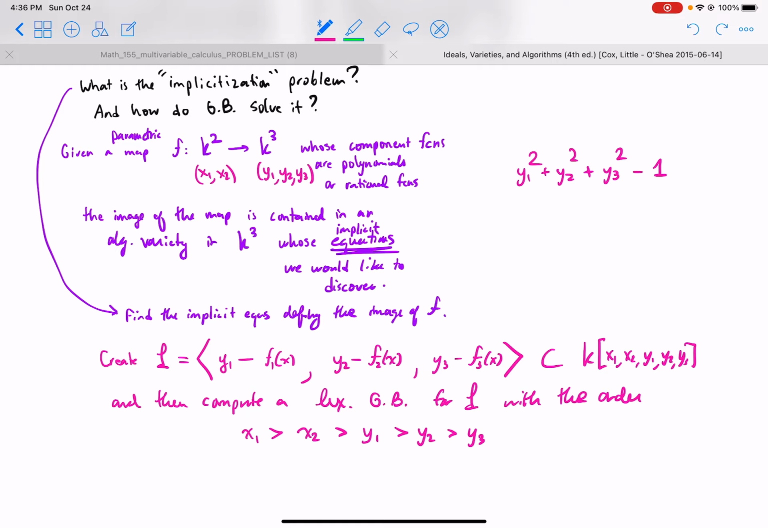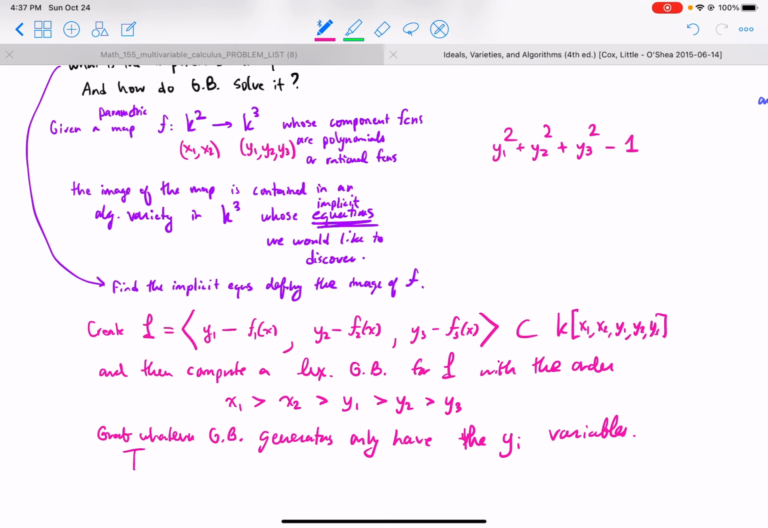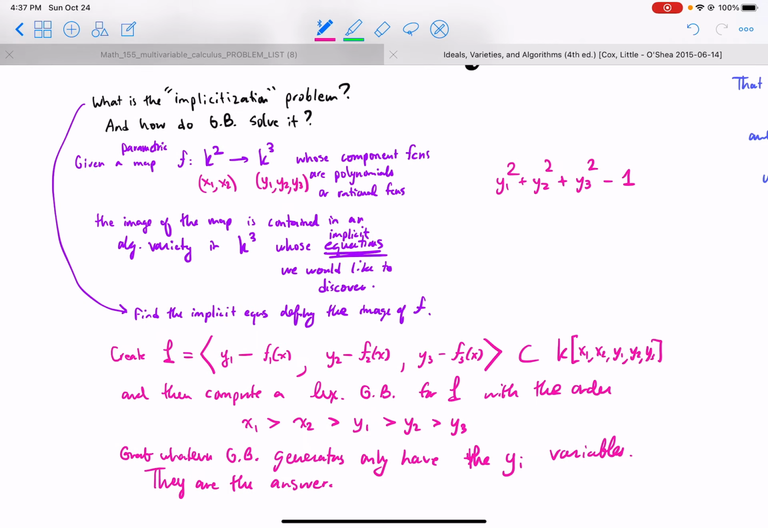Now grab whatever Gröbner basis generators only have the yi variables. Grab them. They are the answer. That's it. They're the implicit equations. So I encourage you to try this out.